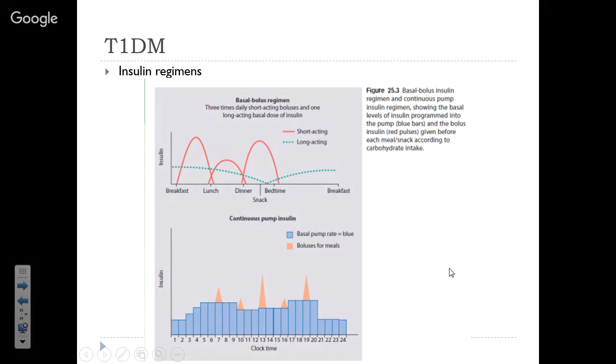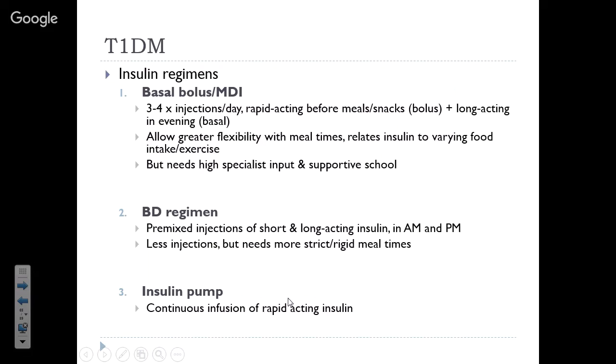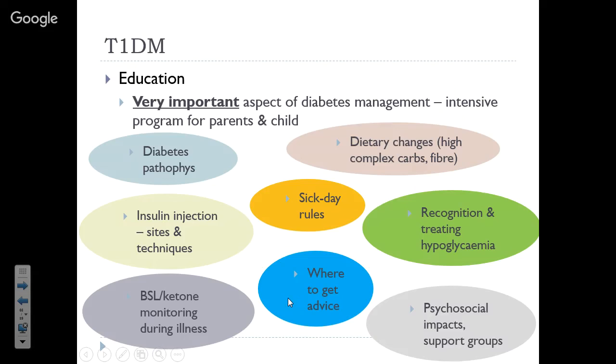And some kids nowadays are on an insulin pump, which is basically a subcut sort of pump, which is providing a continuous infusion of rapid-acting insulin, as you can see here. So those are the 3 main ones: basal bolus, also known as MDI, multiple daily injections, the BD regimen, and the insulin pumps.